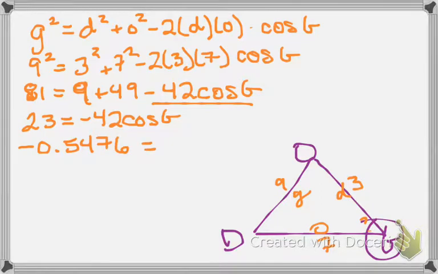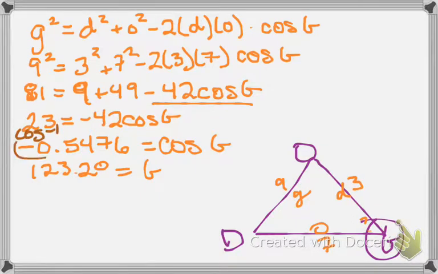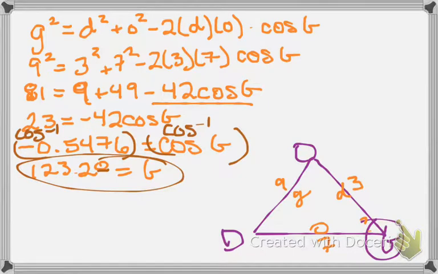It's good that this is a decimal because that's a cosine value, so it needs to be between -1 and 1. And then I'm going to take the inverse cosine, and we're going to get 123.2 degrees is equal to G. And that's our final answer.